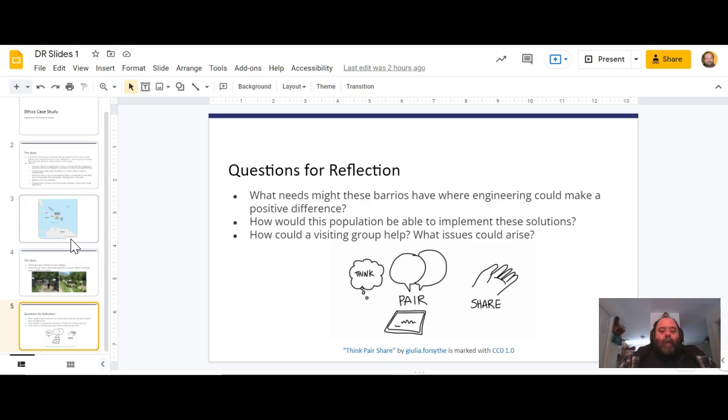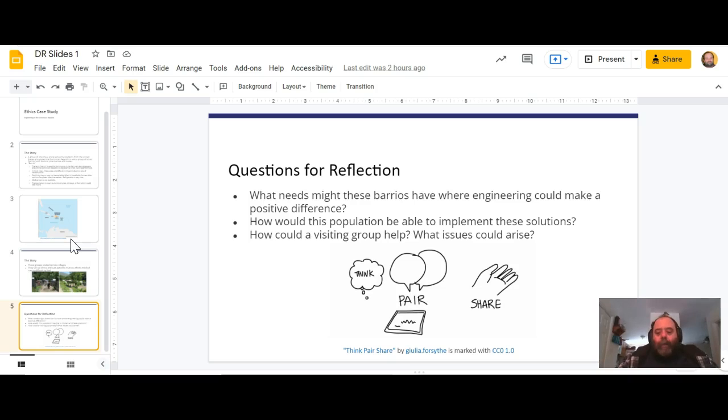The second thing is how would the population be able to implement these solutions? So here's an important question. We're talking about a principle of subsidiarity here, where you are not going to continue to implement the solution once you go away, right? So if you have a solution, it has to be something that the population can own. So let's talk about the resources of the population and how they can implement some of the solutions that you're talking about in question one.